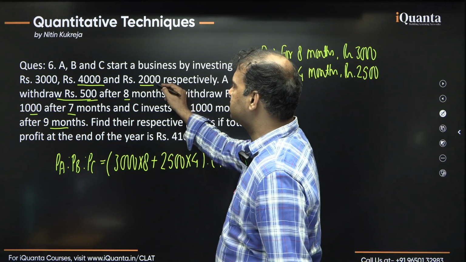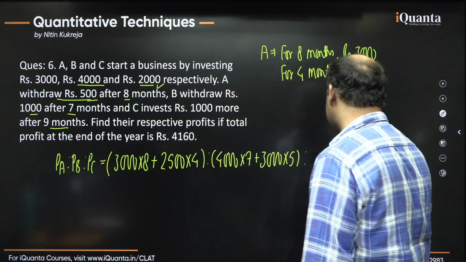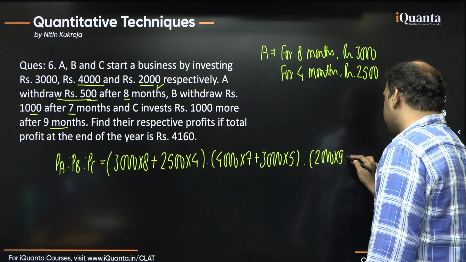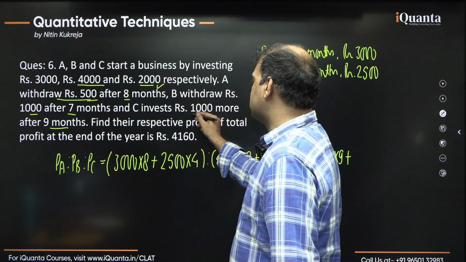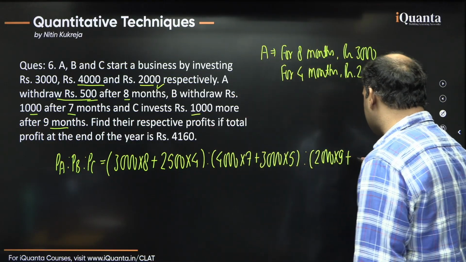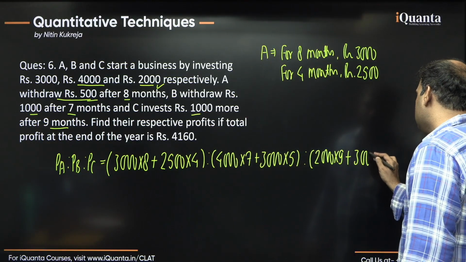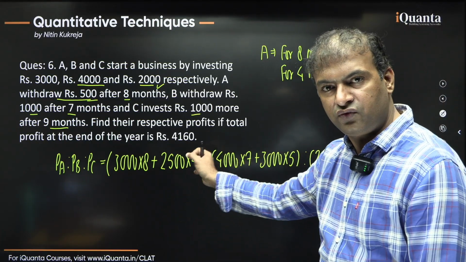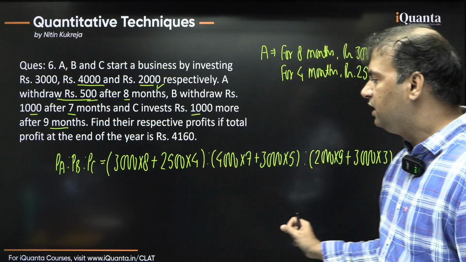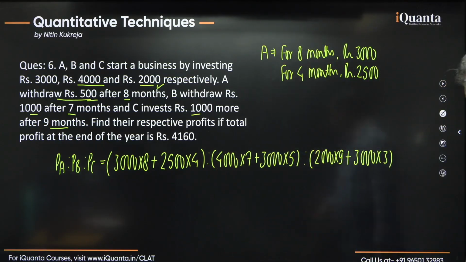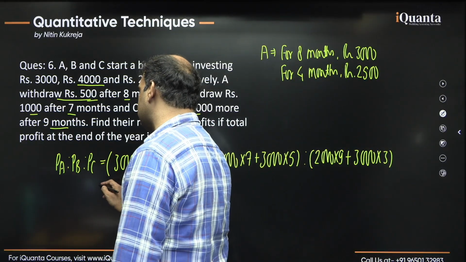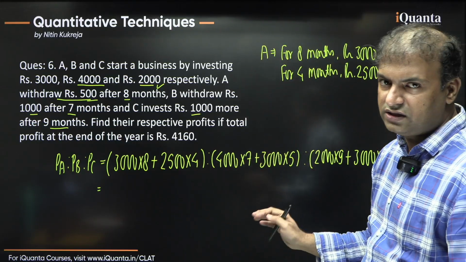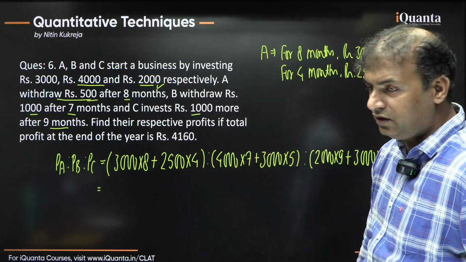Now let's talk about Mr. C. Mr. C started with 2000 for the first 9 months. So we shall say 2000 into 9. Then he invests 1000 rupees more. That means now his investment is 3000 for the last 3 months. This is how we shall find the ratio of the profits of A, B and C. Now we will try to simplify this. Luckily this data is very simple. I took simple data because the main thing is to understand the concept. Calculation is not always that difficult.